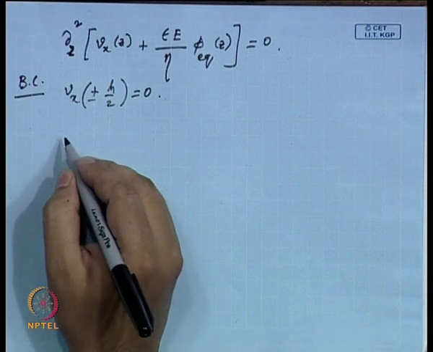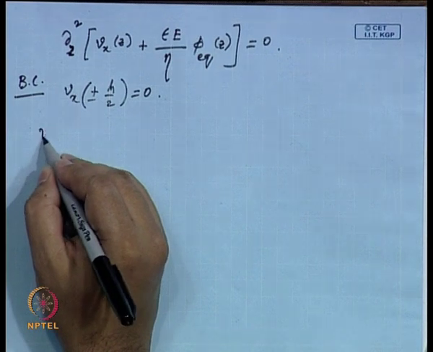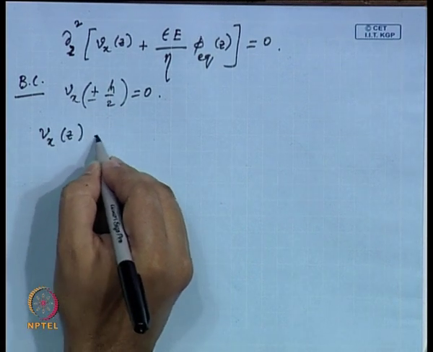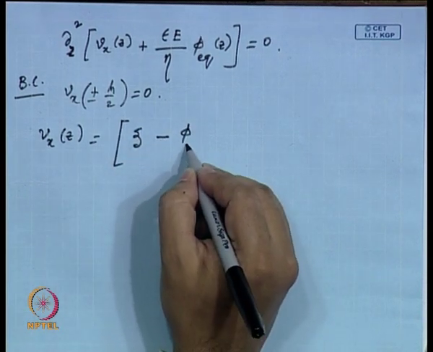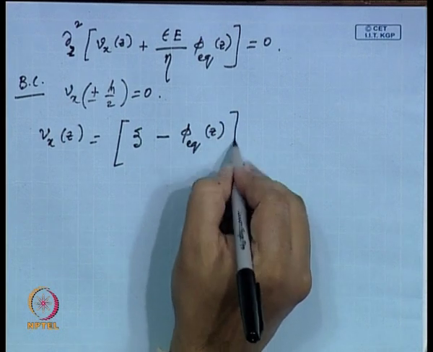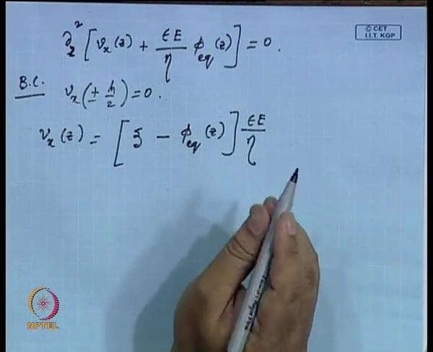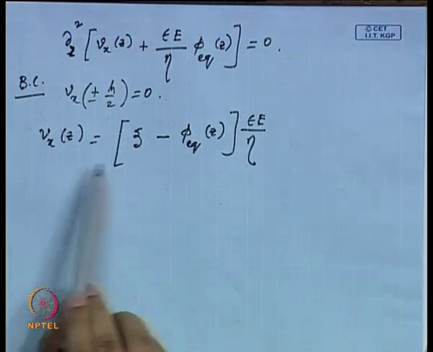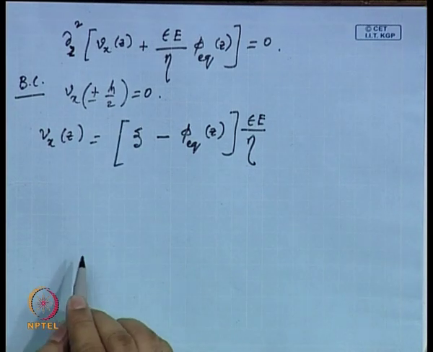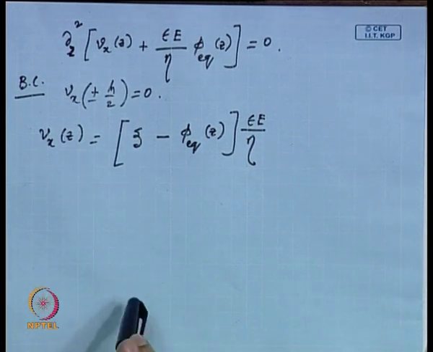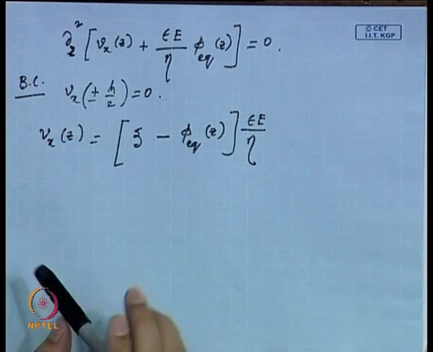The solution to this equation would be V x z, that is equal to zeta minus phi e q z into epsilon E divided by eta. This is the solution to this governing equation with this boundary condition in place. Now, what is phi z?